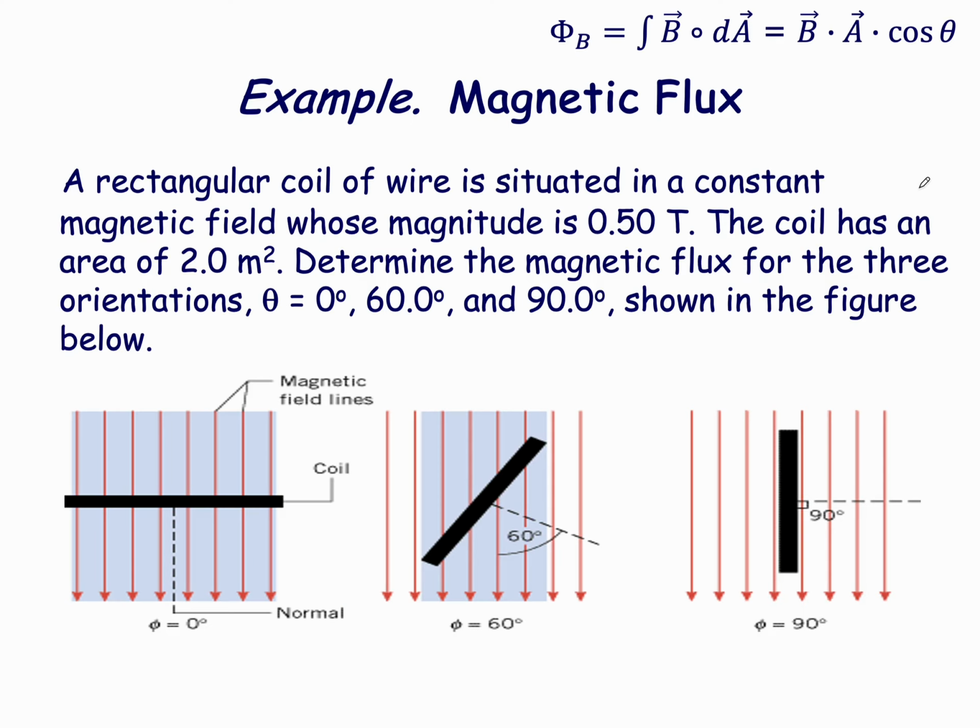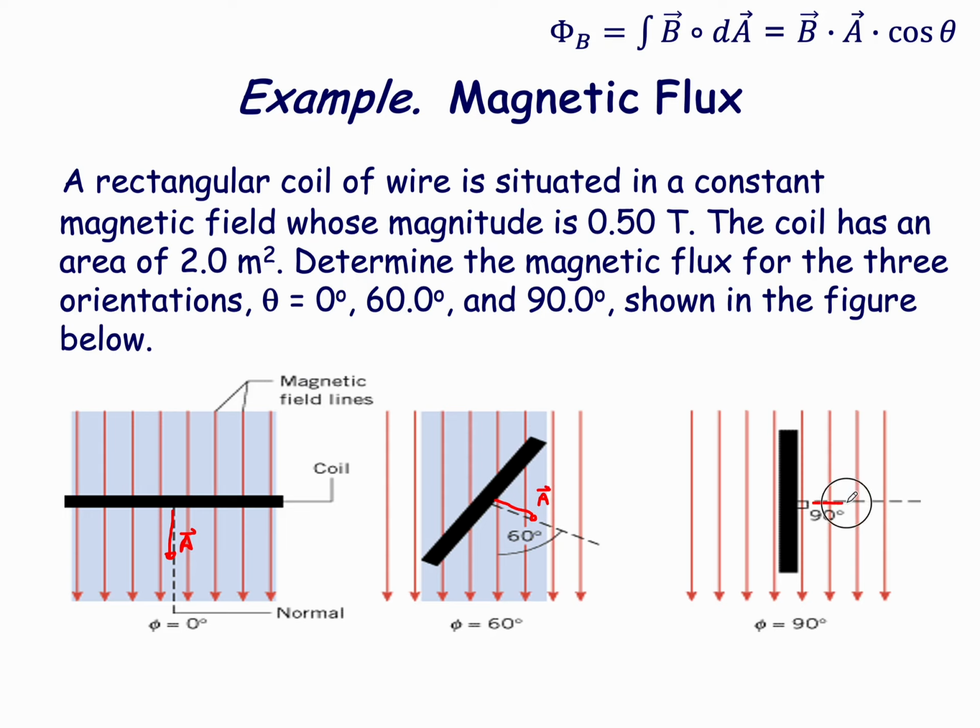So here it is, a real practical example, this time with numbers. A rectangular coil of wire is situated in a constant magnetic field whose magnitude is 0.5 teslas. The coil, represented in this case by the black rectangle, has an area of 2 square meters. Determine the magnetic flux for the 3 orientations shown: 0 degrees, 60 degrees, and 90 degrees. Just plugging and chugging. Again, remember, in this case they actually tell us to draw the normal line along here. This is our area vector. Here's our area vector. And here's our area vector.